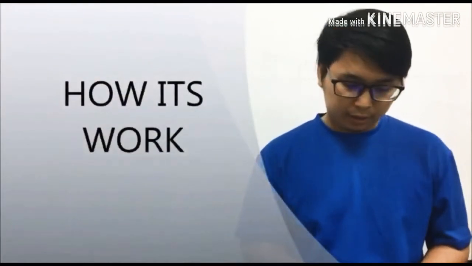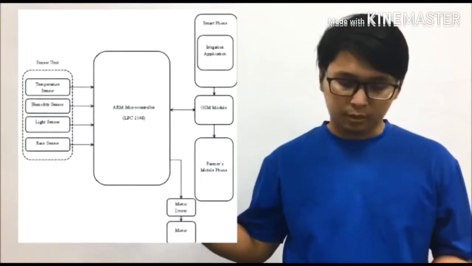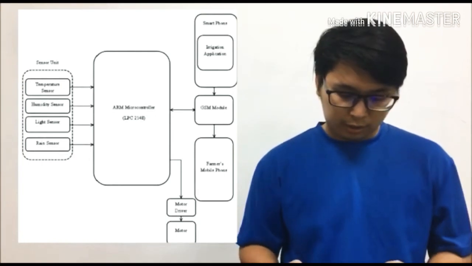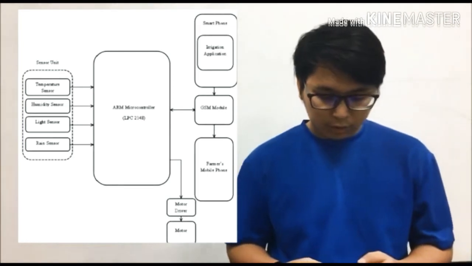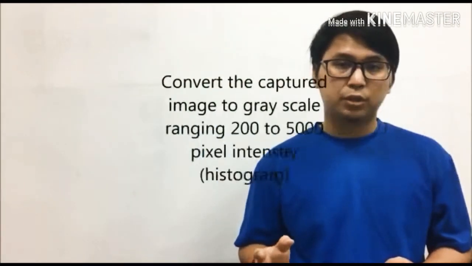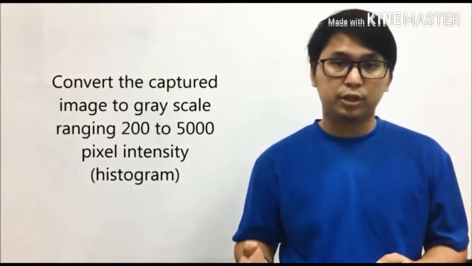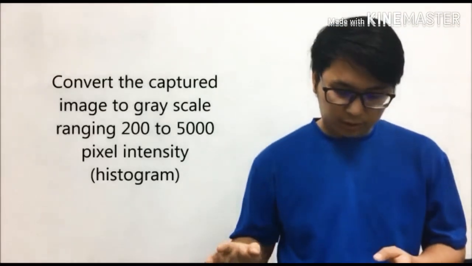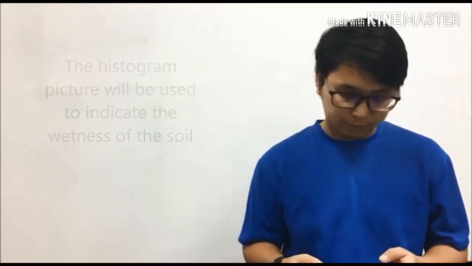Okay, now I will explain how the system works. We can see from the diagram here, the proposed irrigation system will capture the image of the soil, and then it can determine the wetness of the soil. The application will convert the captured image into a grayscale ranging 200 to 5000 pixel intensity, which we call a histogram. The histogram picture will be used to indicate the wetness of the soil.